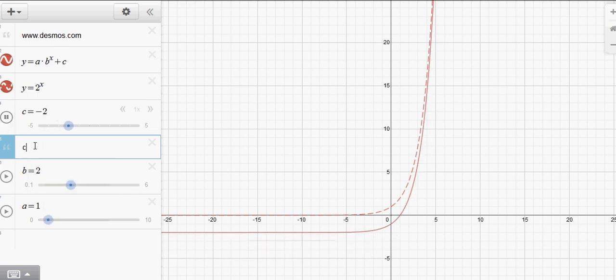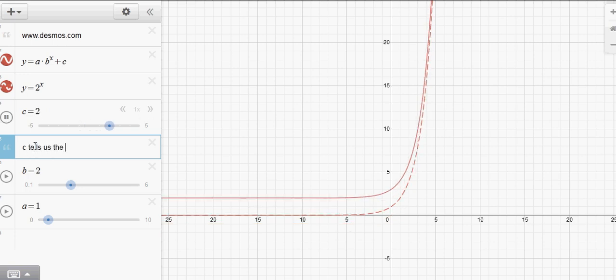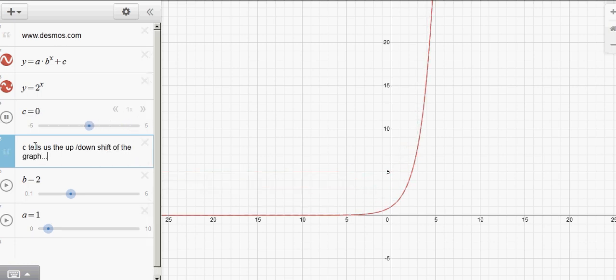So what we can do here is add in a little hint for ourselves. c tells us the up/down shift of the graph. Positive is up and negative is down. So if you see a c, something added or subtracted out the back, if it's positive, you know the graph's been shifted up, and if it's negative, you know the graph has been shifted down. Okay, so we'll go back to 0 with no shift, back to our original equation, 2 to the power of x.